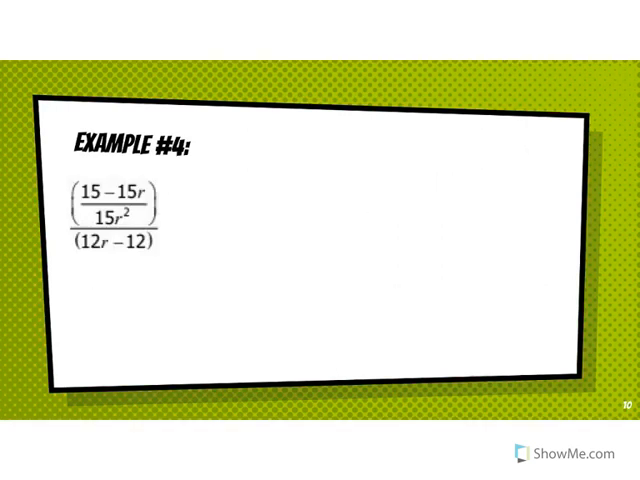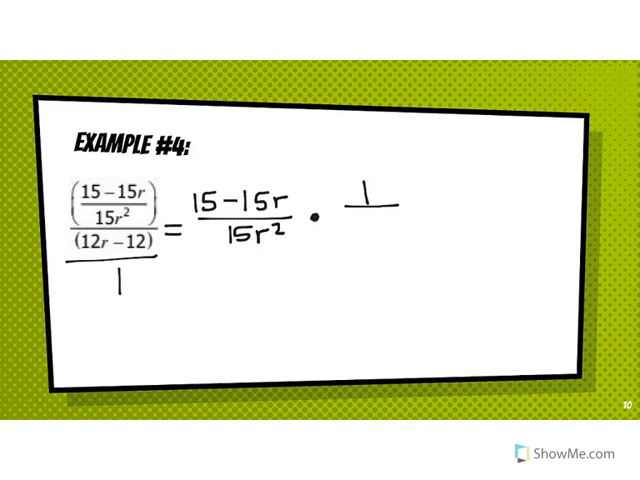For our fourth example, we see that we have a fraction in our numerator, but we don't have one in the denominator. So in order to make that a fraction in that denominator, you're going to put it over 1. So now I'm going to go ahead and rewrite my value here. So I leave the first fraction, 15 minus 15r, and then 15r squared. That's going to be multiplied by, reciprocate that, so the 1 goes in the numerator, and then we have our 12r minus 12.